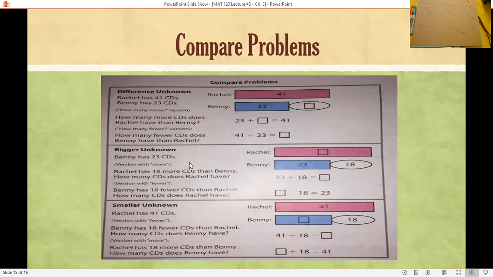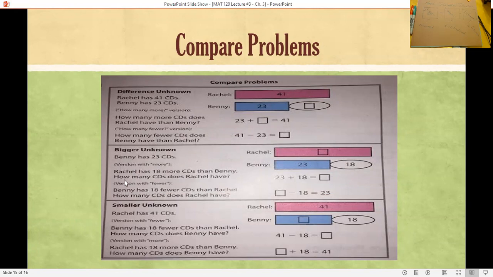So we start by saying, now Benny has 23 CDs, Rachel has 18 more than Benny, so how many does Rachel have? Okay, well, if the question is how many does Rachel have, and Rachel is the one with the most, Rachel is going to be the strip diagram that's on top, the largest strip diagram, and Benny is going to have the smaller one, and it's 23. We also have a nice structure here to use. 23 plus 18 equals what?